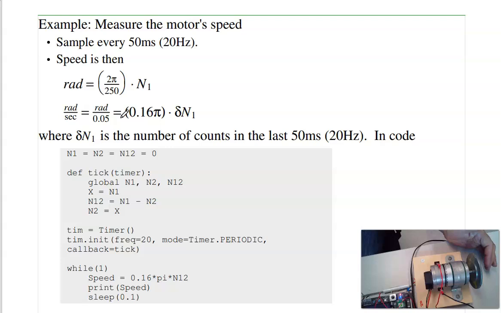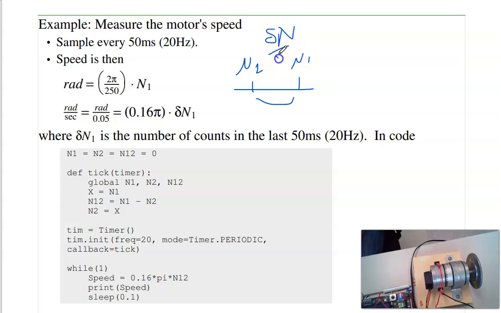If I want to measure motor speed, there's a couple ways of doing it. What I'm going to do is set up a timer interrupt to interrupt at 20 Hertz, 50 milliseconds. If I then count edges, I know the difference in edges, so this is going to be my N1, this is N2, the number of edges. The difference in edges divided by time, 1/20th of a second, will give me my speed in radians per second.